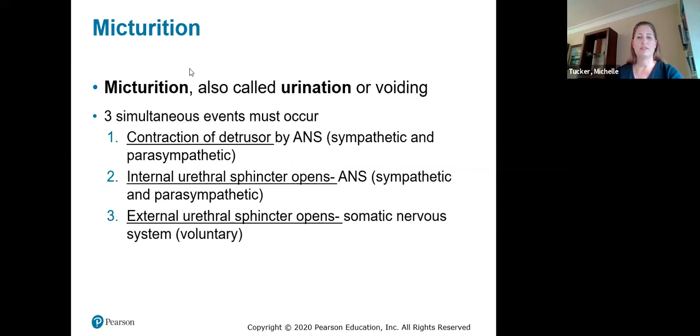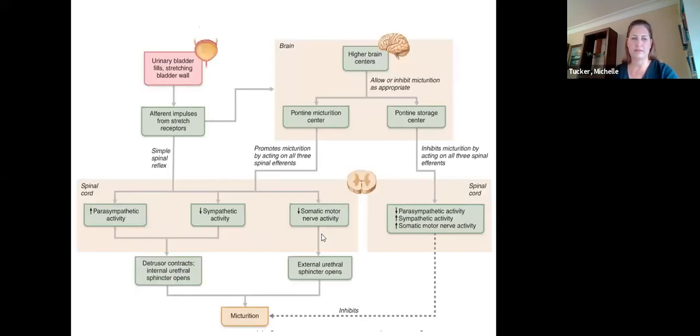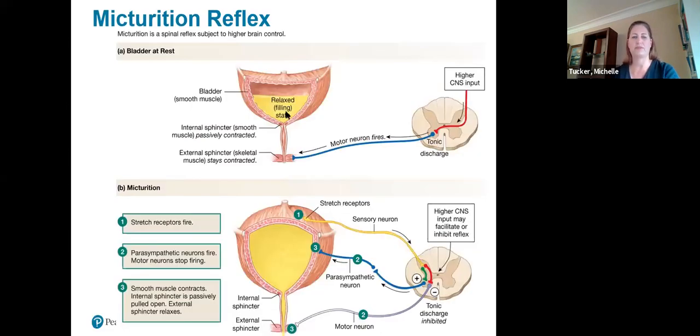So micturition is also called urination, and 3 events must occur. The contraction of the detrusor, which is the main muscular layer in the bladder. The internal urethral sphincter opens, and then the external also opens. This is a better, actually, I'm going to go to this one first.